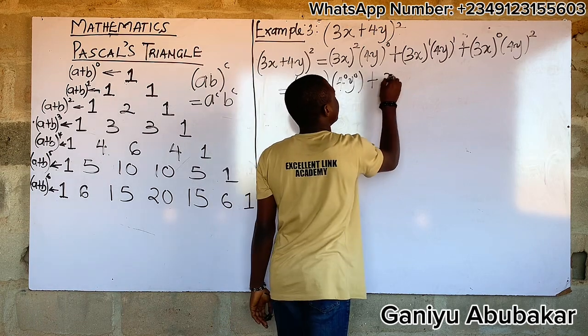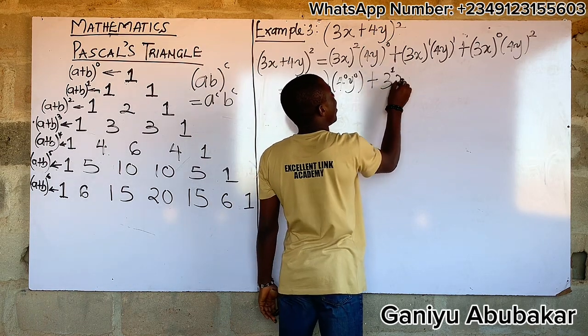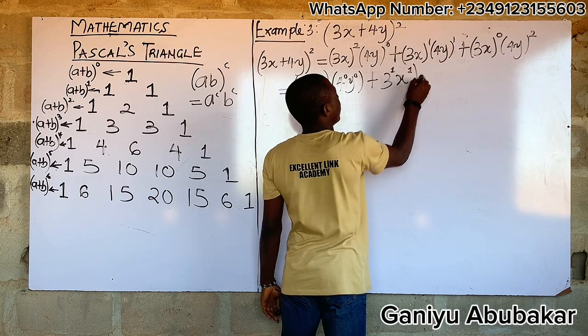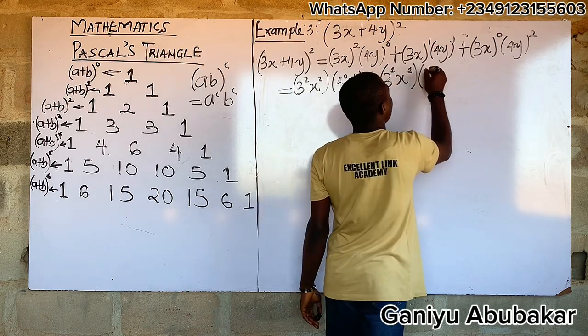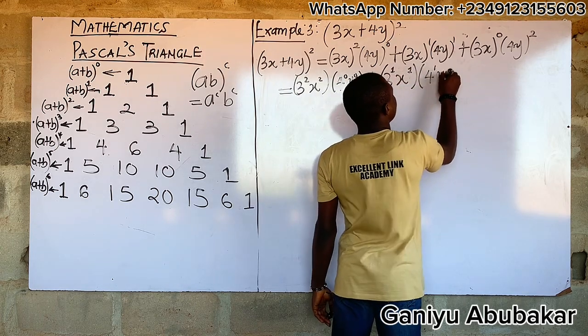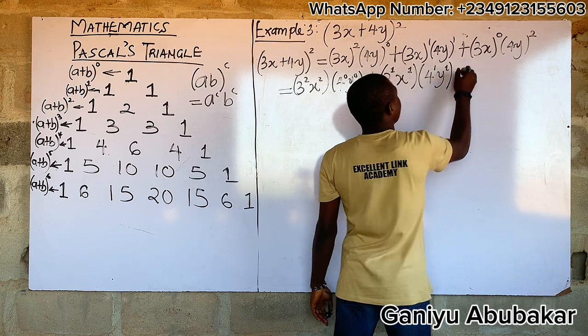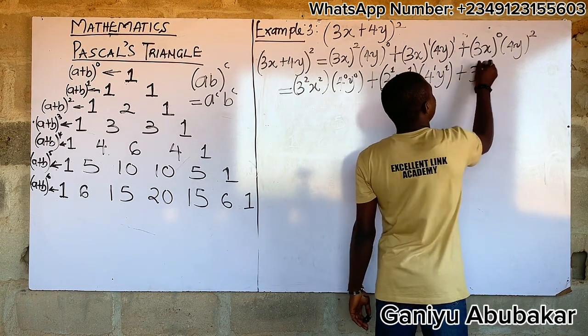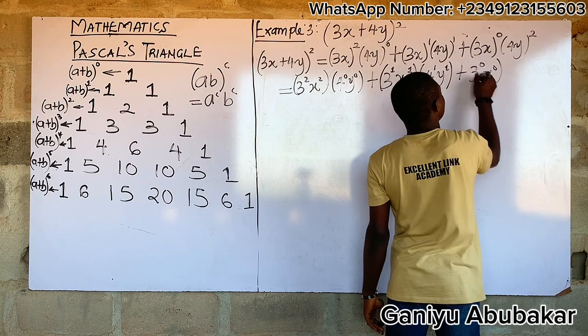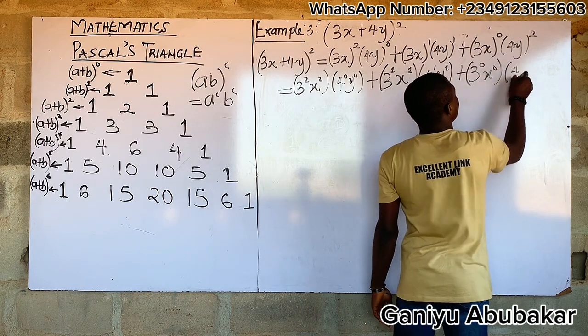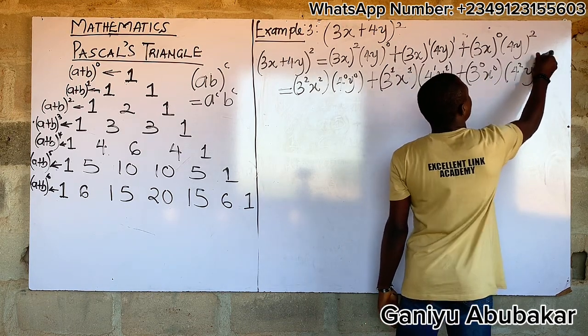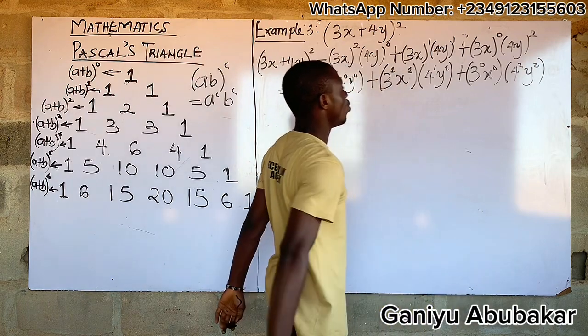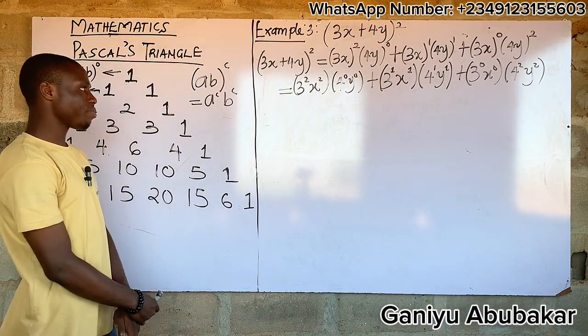Plus this becomes 3 to power 1 x to power 1, right? Into this becomes 4 to power 1 y to power 1 plus 3 to power 0 x to power 0. Similarly, 4 squared y squared. So it becomes your concept here.